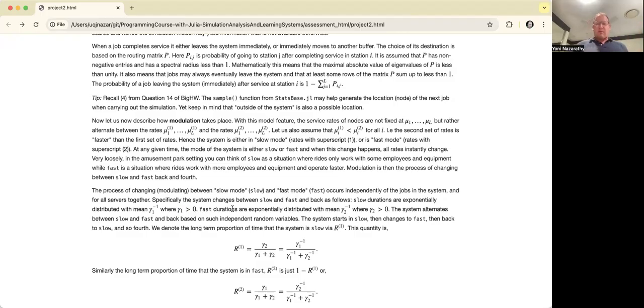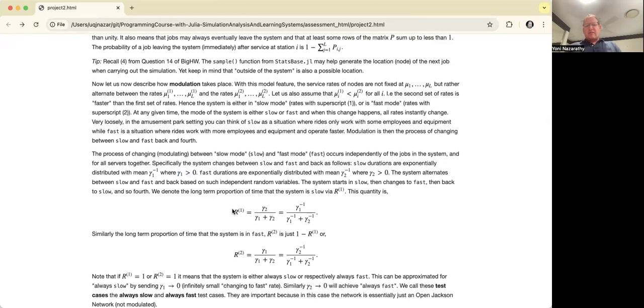So this modulation happens. Now, there are a few interesting quantities associated with that. One is this R superscript 1, which is like this. This actually happens to be the long-term average proportion of time where the system is in slow mode. Okay, you can see it. So you can use either this form or this form. This form is easier to look at, but with this one you can see the mean time of slow in comparison to the mean time of slow and fast. That kind of makes sense. So 1 minus that is R2.